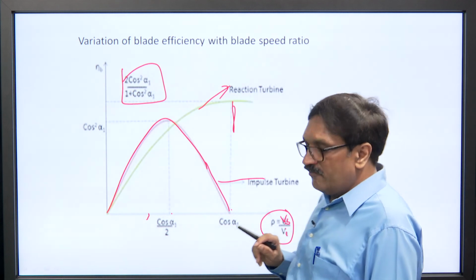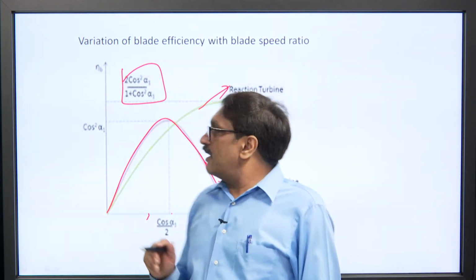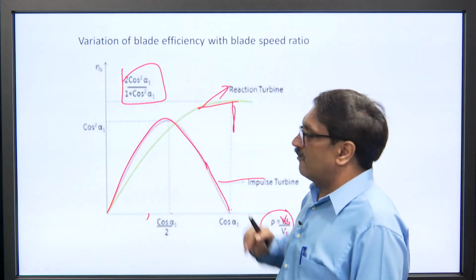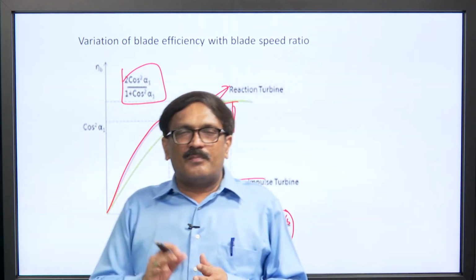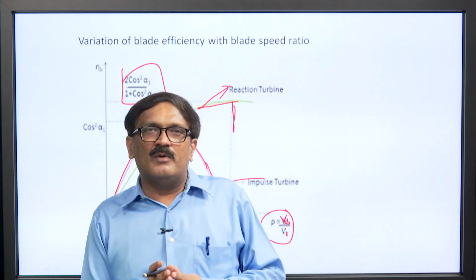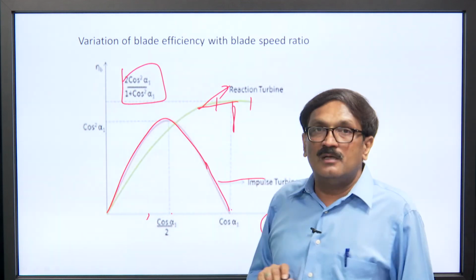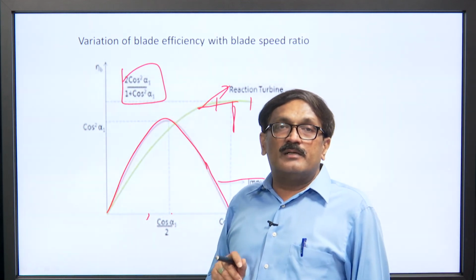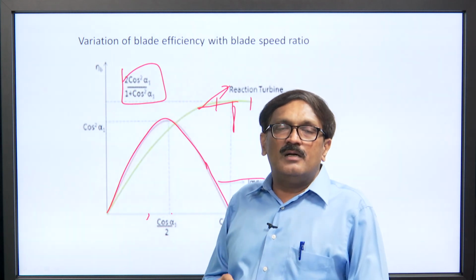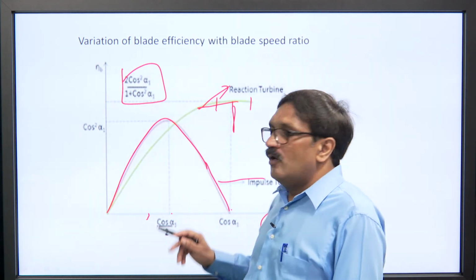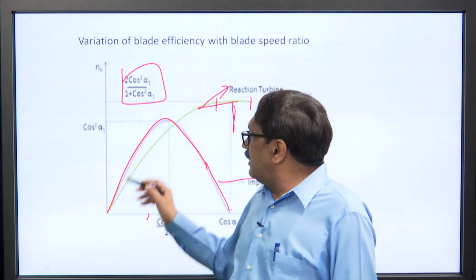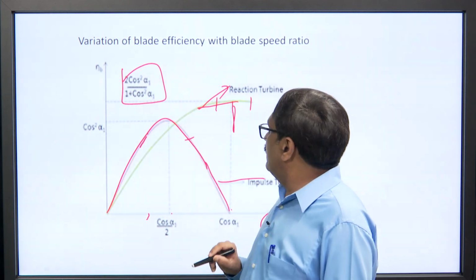Here we can see one more thing: this curve is flatter than the other curve. So, if it is operating at part load, or deviating somewhat from the maximum efficiency speed, its efficiency does not vary much. But if the impulse turbine operates beyond the value of rho for which it is optimum, its efficiency suddenly drops.